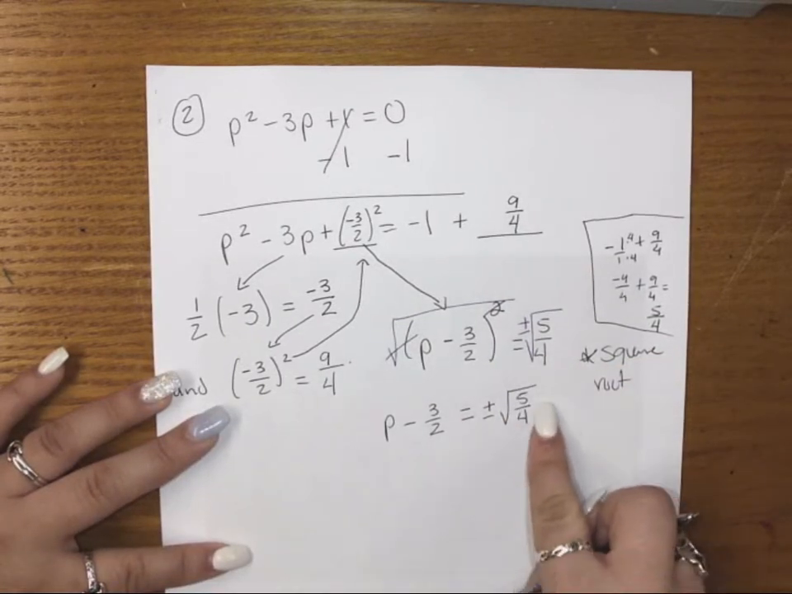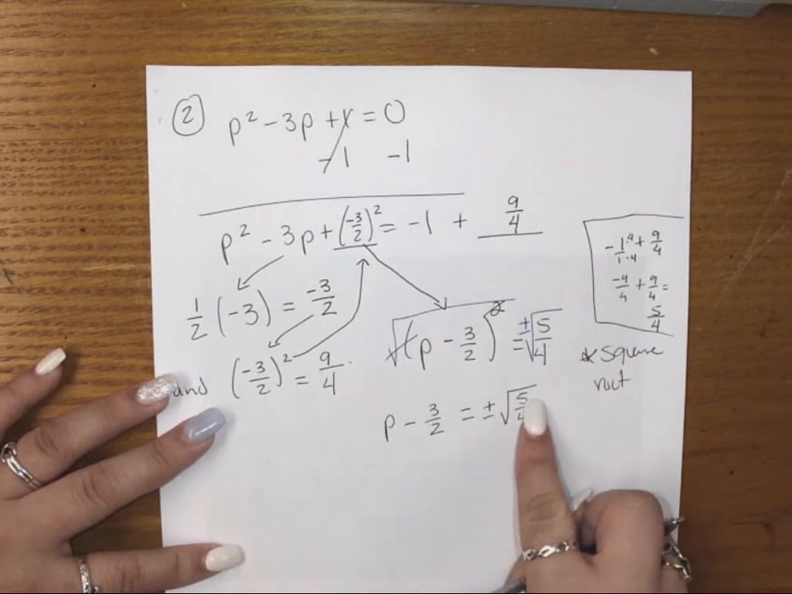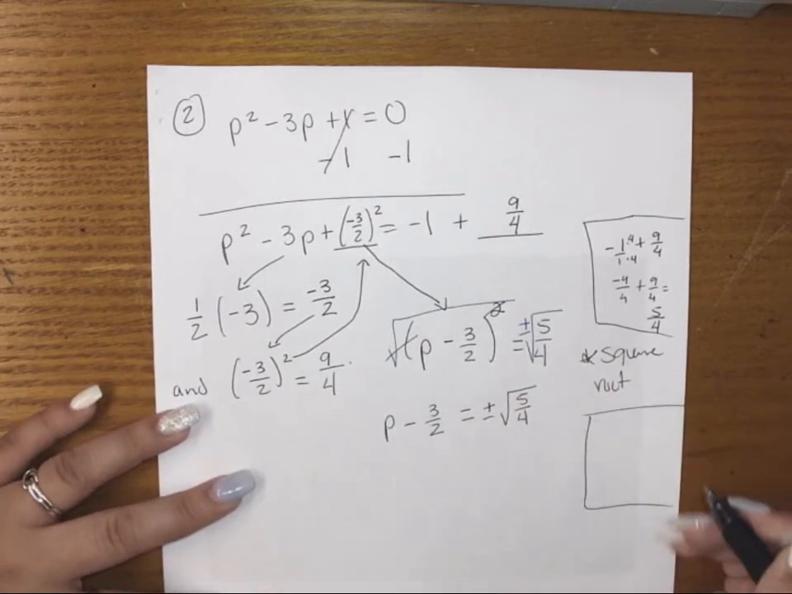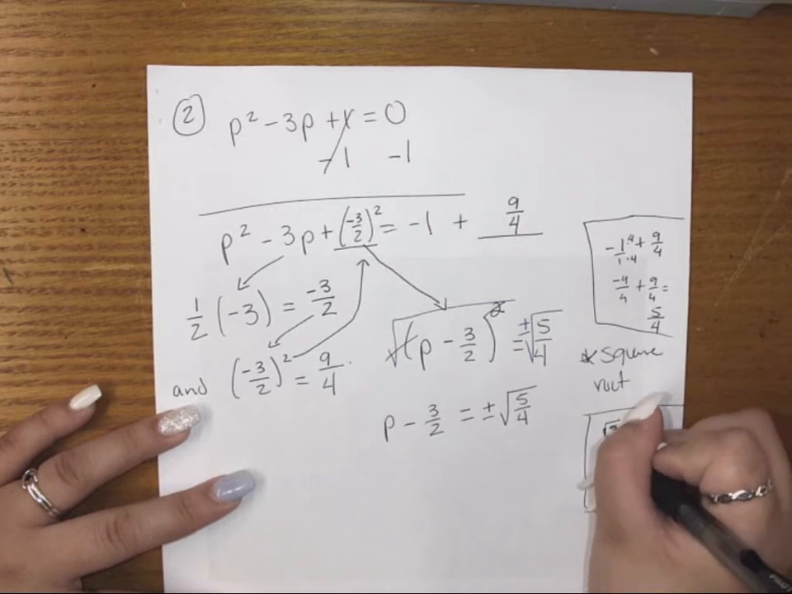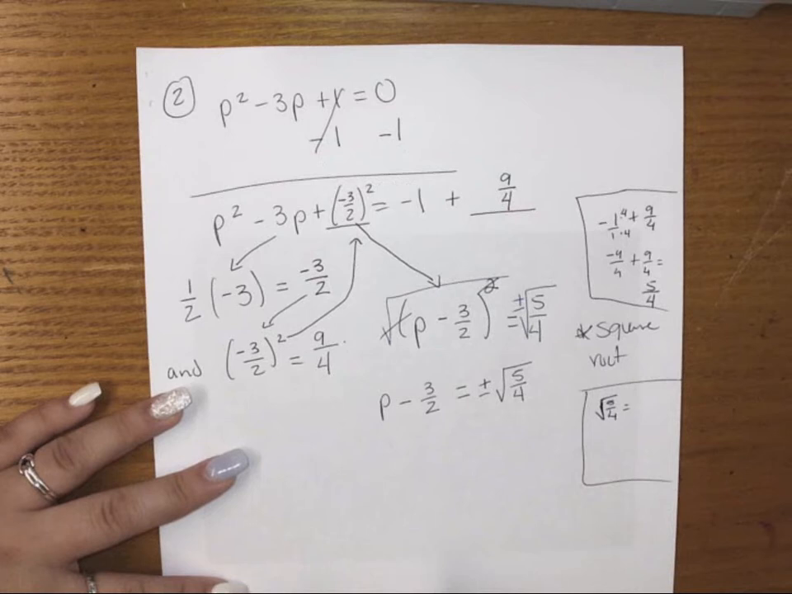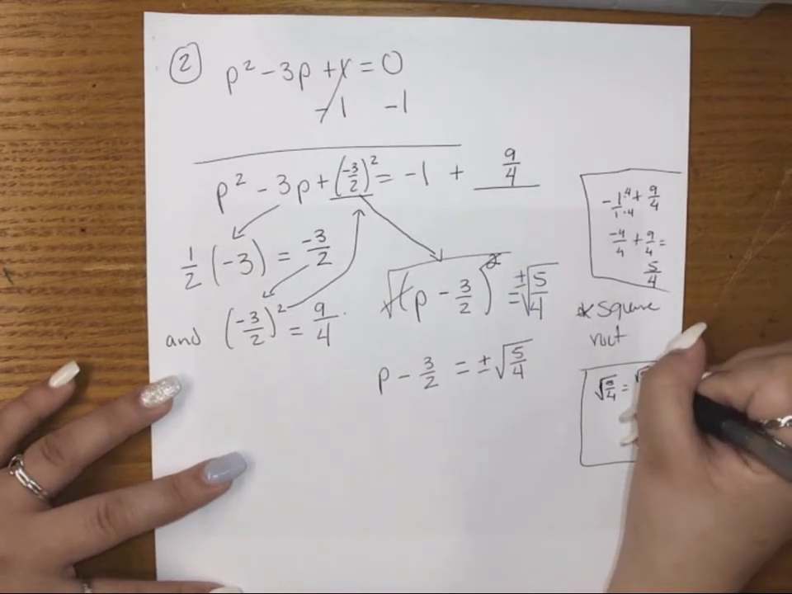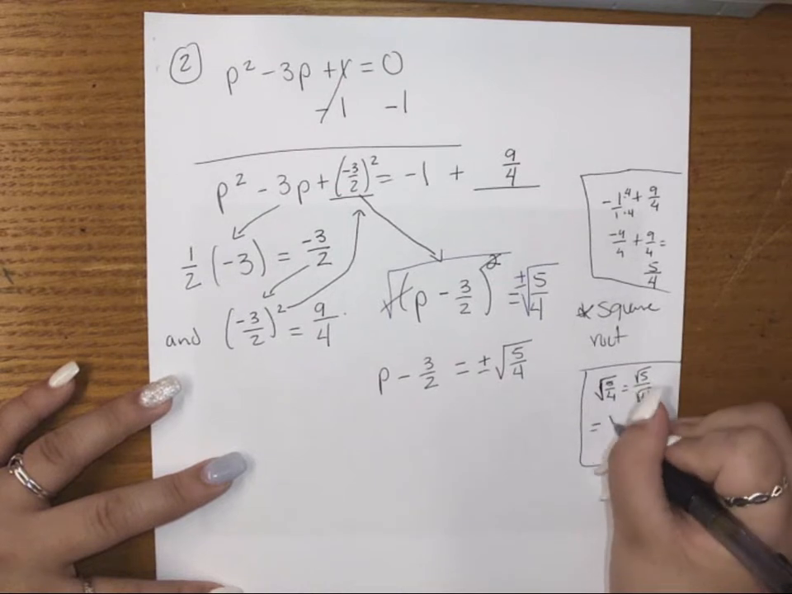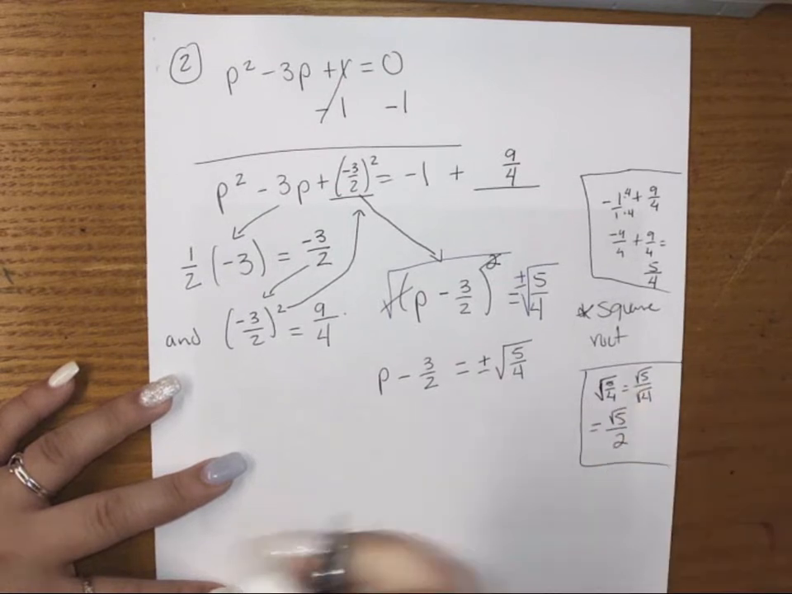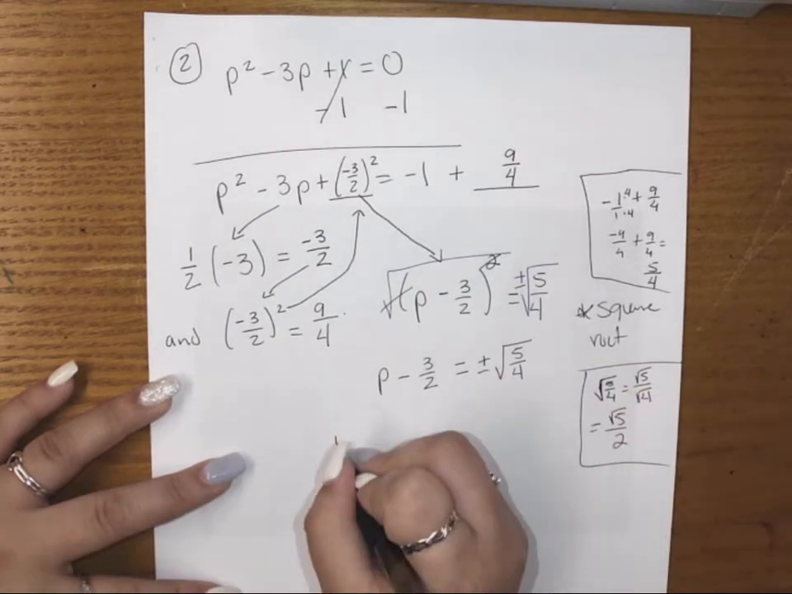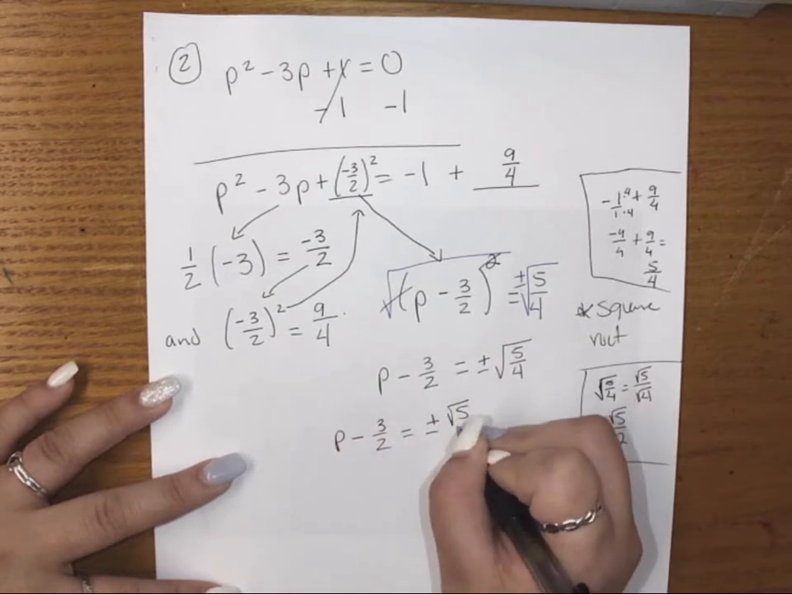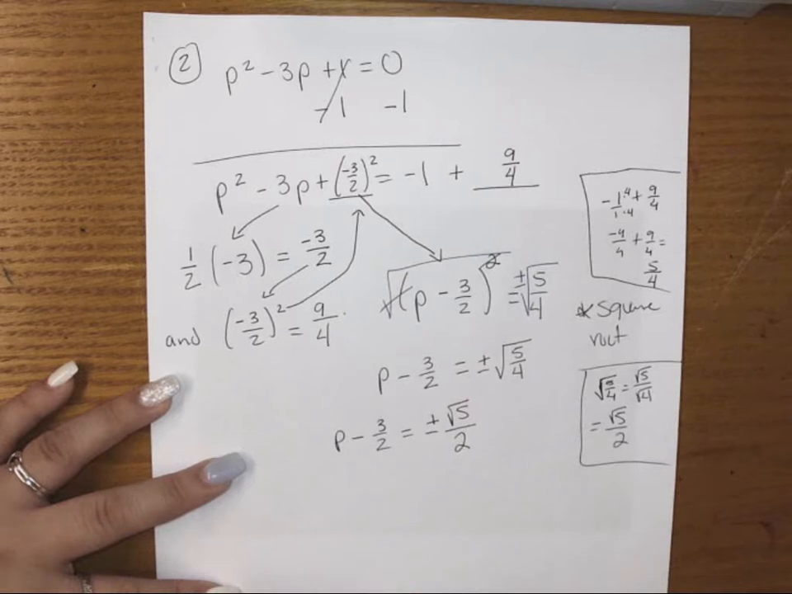If you can simplify this more, you can go ahead and simplify it a little bit more. Because if we have the square root of 5/4, it's the same thing, using our properties of square roots, as square root of 5 over square root of 4. And the square root of 4 can be simplified to 2. So I'm going to rewrite this as plus or minus square root of 5 over 2.